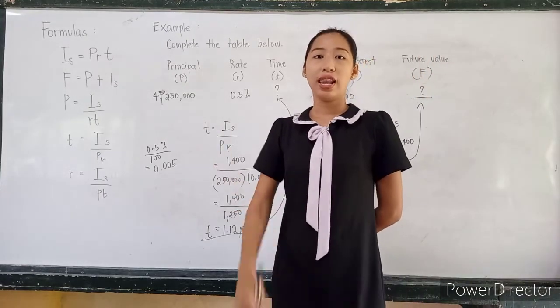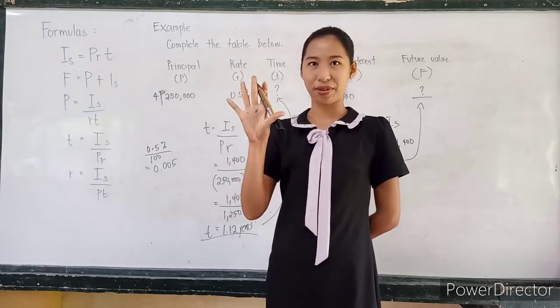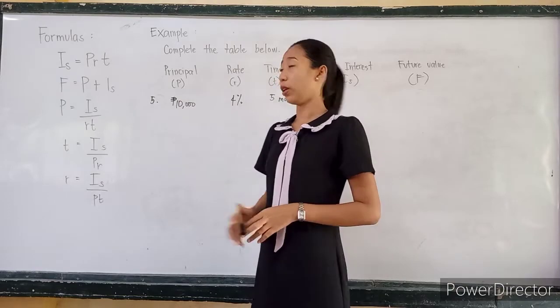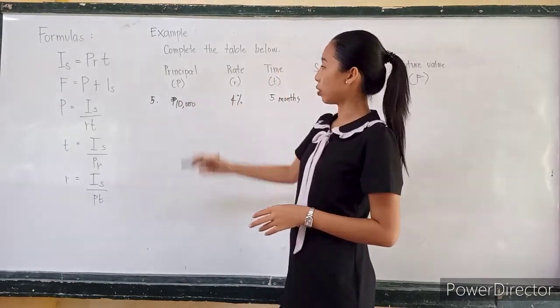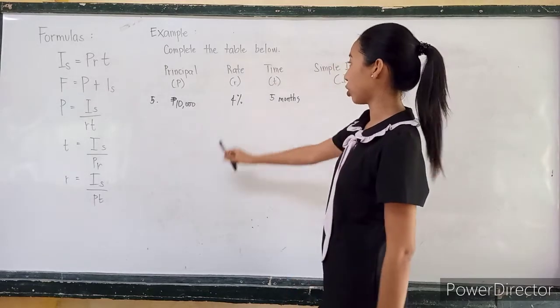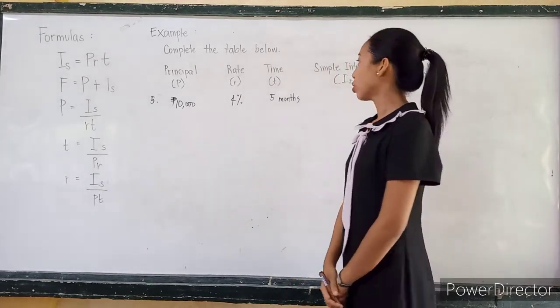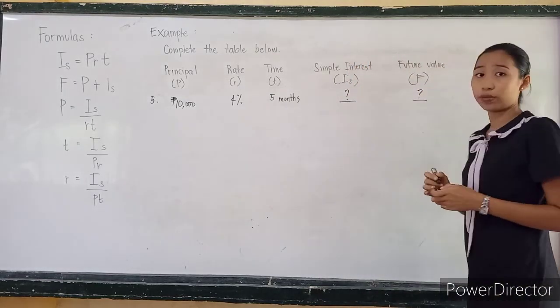So, lastly, we are going to proceed with our problem number 5. In this case, we are going to have this problem given right here. So, we have principal, which is 10,000, we have rate, which is 4%, and we have time, which is 5 months. So, we are looking for our IS, or simple interest, and our future value, which is F.